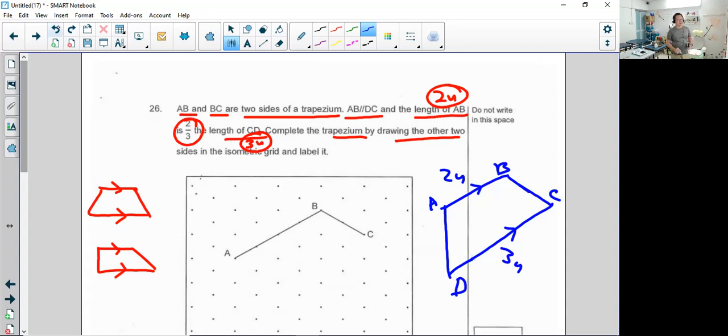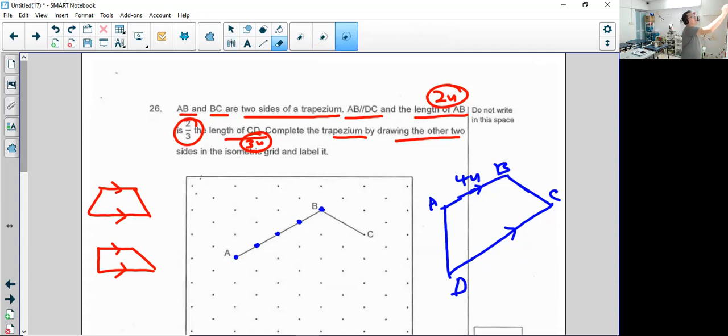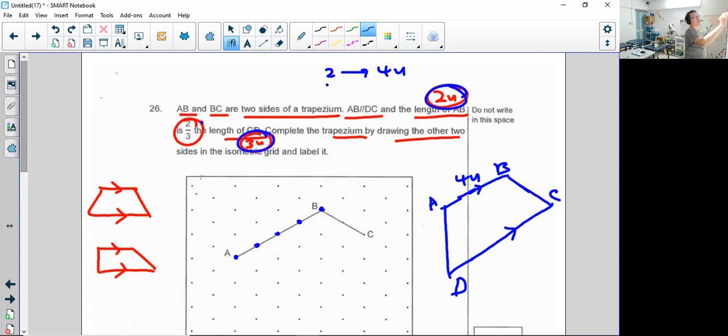Okay, so let's now count the AB. How many units are there? This is the starting dot. 1, 2, 3, 4. Oh, there are 4 units there. So if there are 4 gaps, then your CD must be how many gaps? Well, 2. Can you see the 2? This 2 is 4 units. Then 3 will be how many units? You take 4 divided by 2.